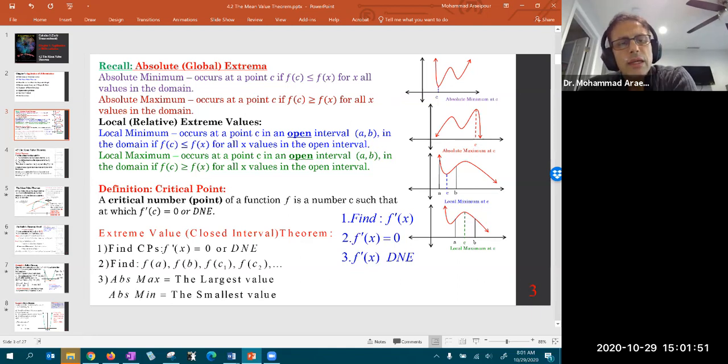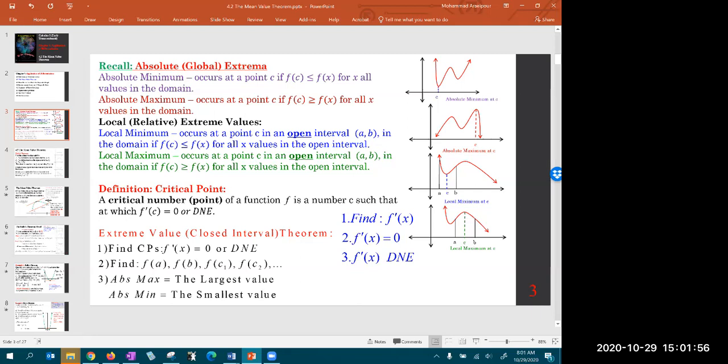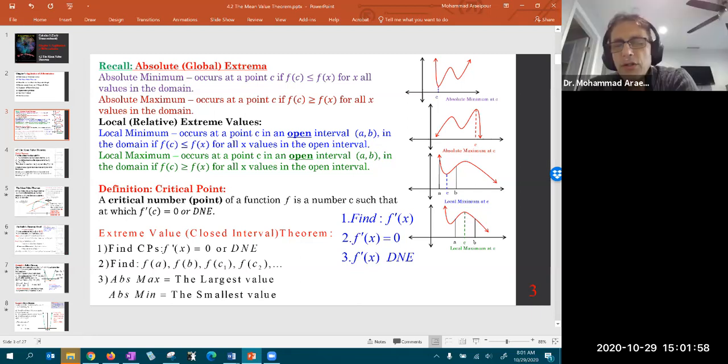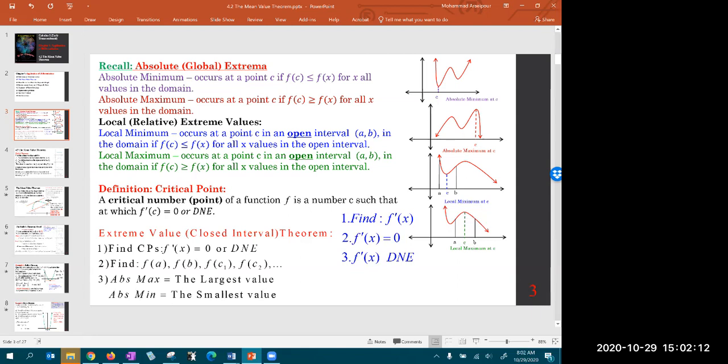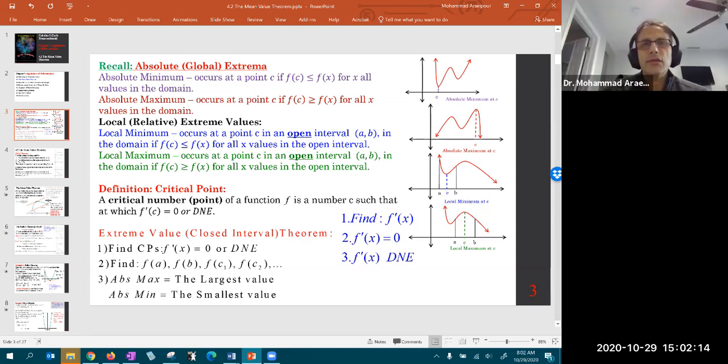Finally, we looked at the extreme value theorem or closed interval theorem. And the idea is that if you happen to have a continuous function and you have a closed interval of a to b, then the function must have an absolute max as well as absolute min. And the process is very simple. Evaluate the function at the endpoints as well as the critical points. The largest value is the absolute max. The smallest value is the absolute min.